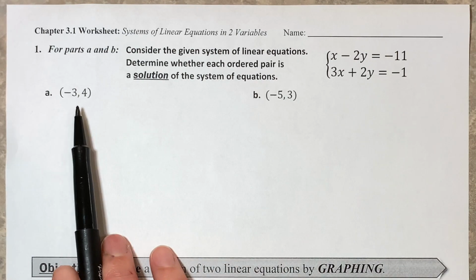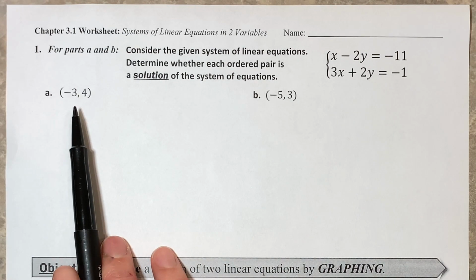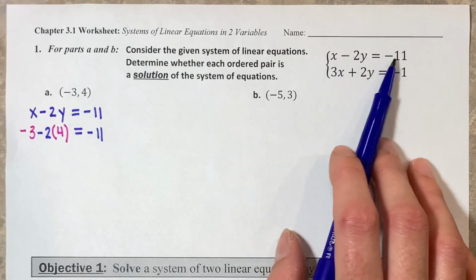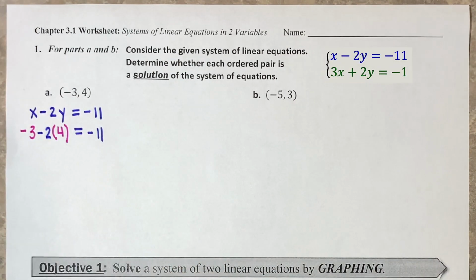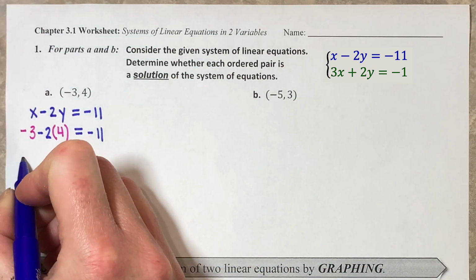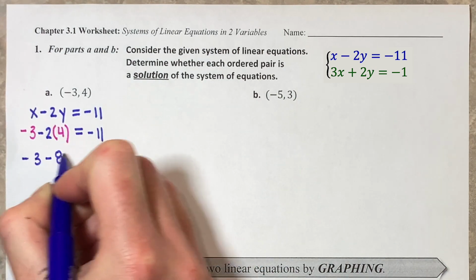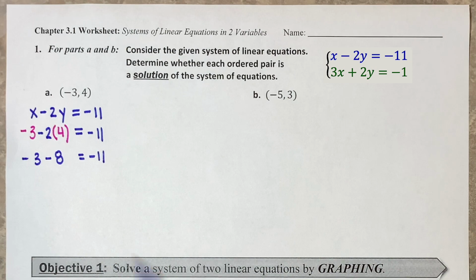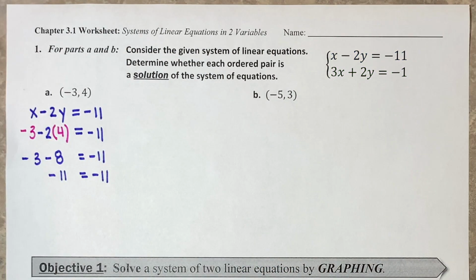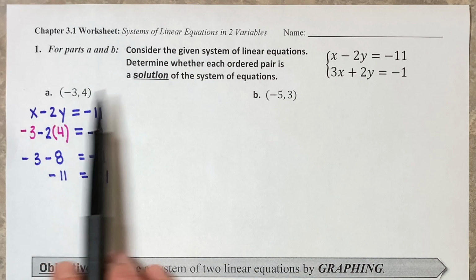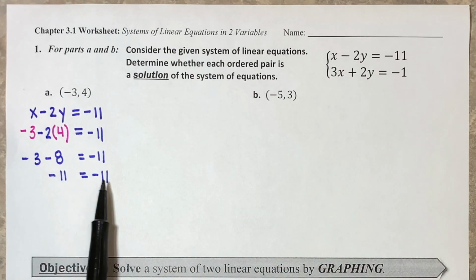So let's check to see if this ordered pair is a solution. I've copied down this first equation, and then I plugged in -3 for x and 4 for y. If we simplify, this will leave us with -3 minus 8 is equal to -11, and -3 minus 8 gives us -11. So when we plug this ordered pair into this equation, we get a true statement. -11 is equal to -11.